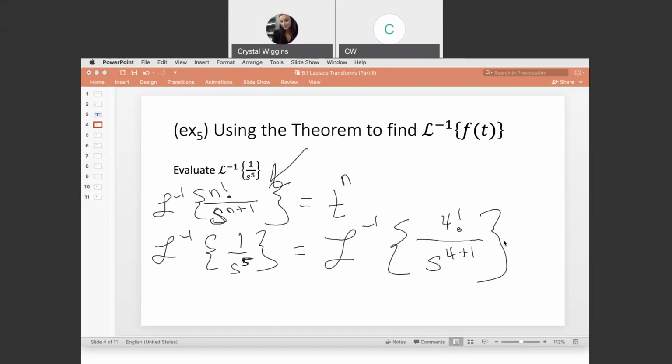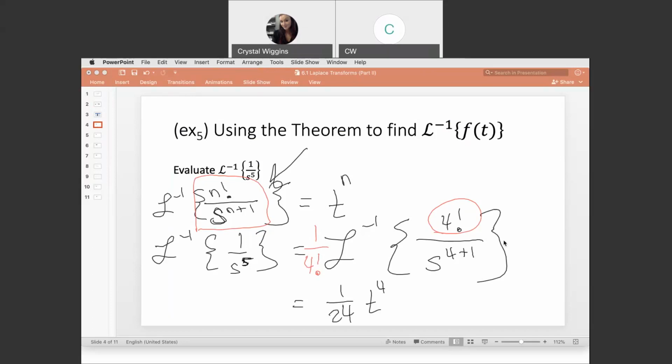So how do I fix the fact that in order to use this form in the table, I need to make this a 1? Well, it's a similar concept to what you learned when you were integrating. Remember when we had to put in a constant in order to make an integration rule work, we always had to balance the equation by putting the reciprocal on the outside of the integral. Same thing applies here. We will multiply by 1 over 4 factorial to balance the equation, and 1/24 times 24 gives us 1. So that solves our numerator problem. Overall, we get an answer of 1 over 24 times t to the 4th as our original function for this 1 over s to the 5th.